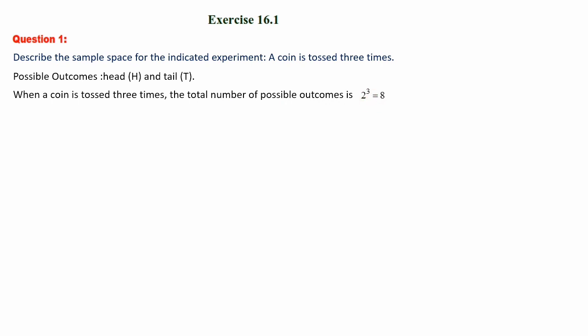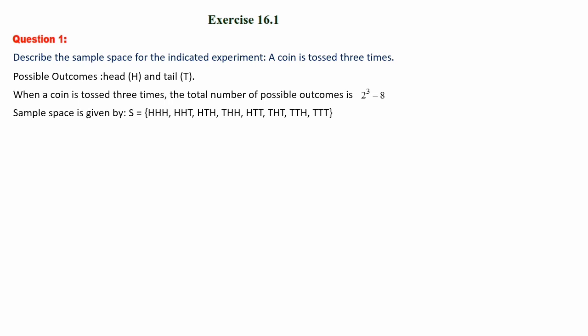So 2 power 3. Here 2 means when one coin is tossed, the possible outcomes are 2, head and tail. And this 3 represents the number of times the coin is tossed. So 2 power 3, 3 times the coin is tossed. So 2 power 3 is 8. Next we shall write the sample space.